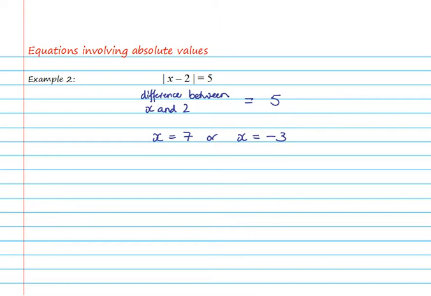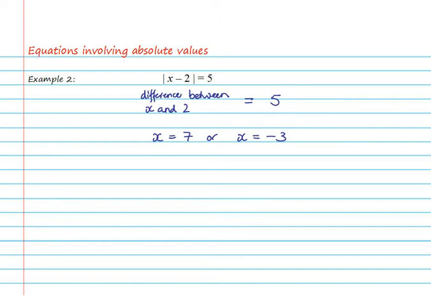So if x were to equal 7, 7 minus 2 is 5, the modulus of 5 is 5. If x were to equal -3, -3 minus 2 is -5, the modulus of -5 is 5. So both of these are solutions to this equation. We can also think about this a bit more algebraically, and this becomes easier once the expression inside the absolute value signs gets a little more complex.